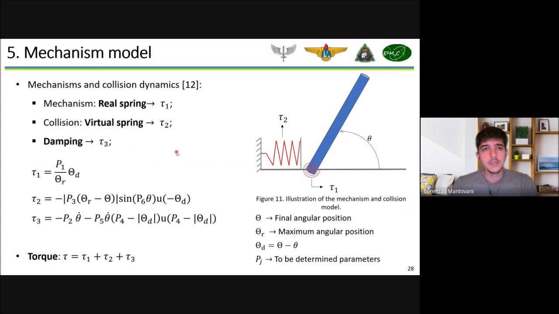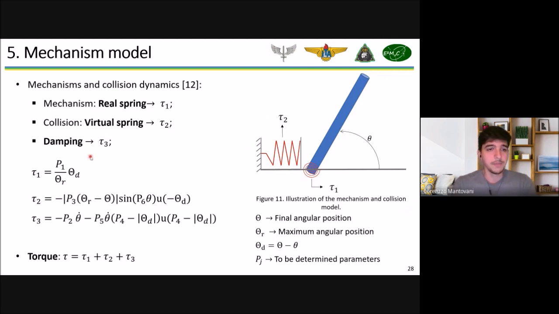Well, the mechanism we decided to model is the spring that will deploy it and the collision. So we use a real spring to represent the deployment spring, and a virtual spring to represent the collision. So it's not a real spring. It will only act after a certain angular threshold. So if the boom goes over a specific value, we will have this collision. Also, we introduce the damping.